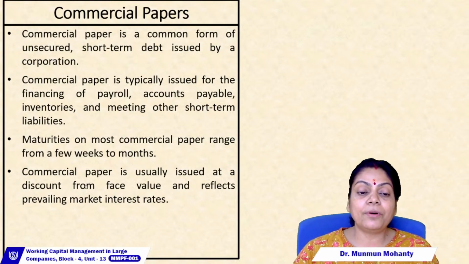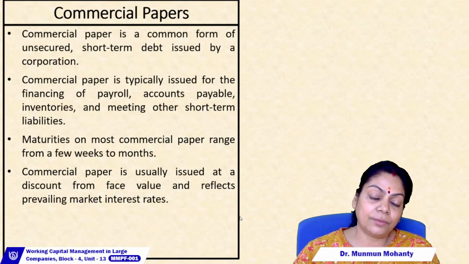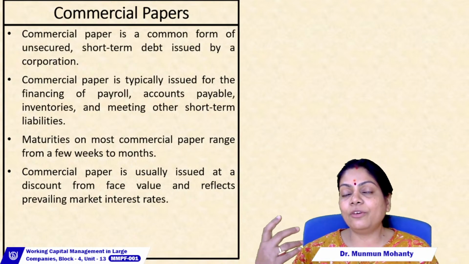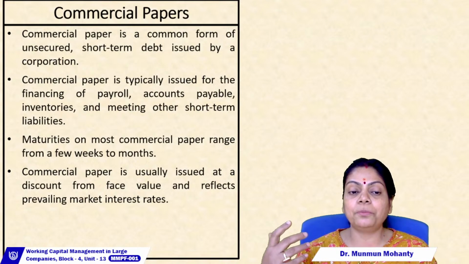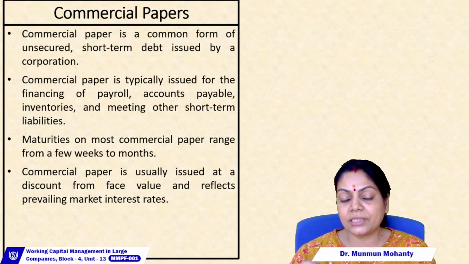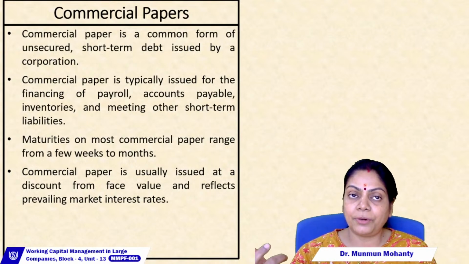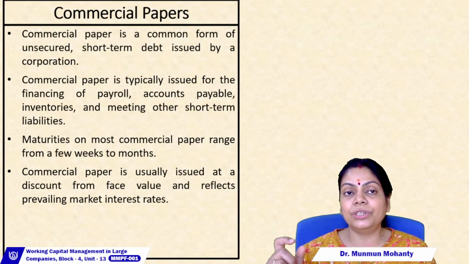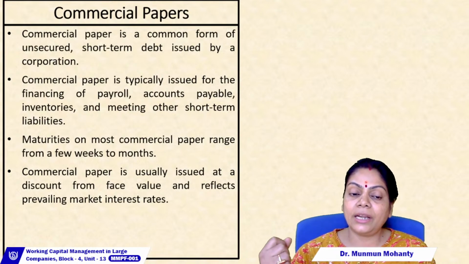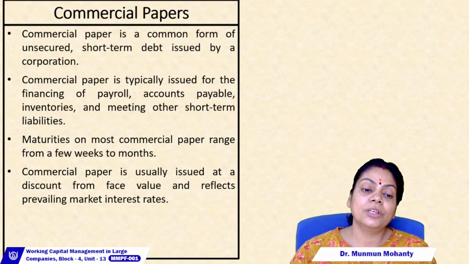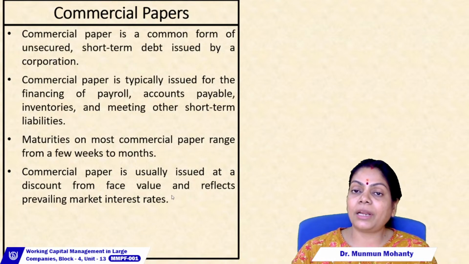Now, commercial paper is usually issued at a discount. For example, if the face value of the commercial paper is 5 lakh rupees, it will be issued at a discount, and the difference between the selling price and the redemption price shows the return generated on that commercial paper. It also reflects the prevailing market interest rate.